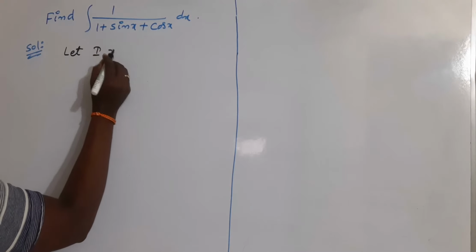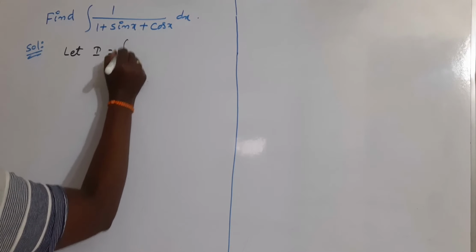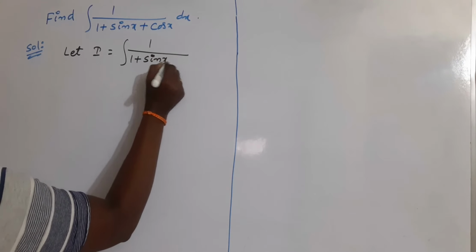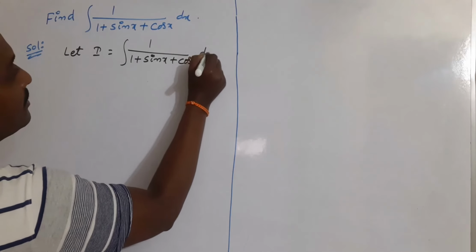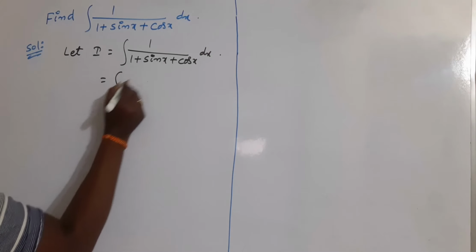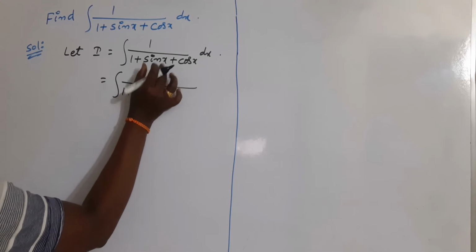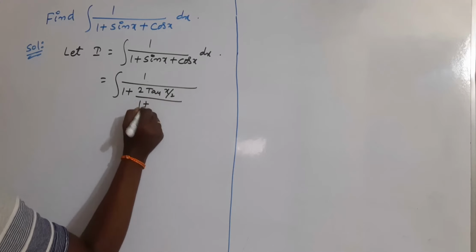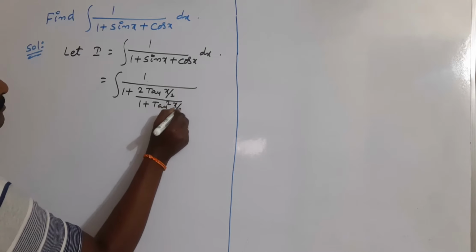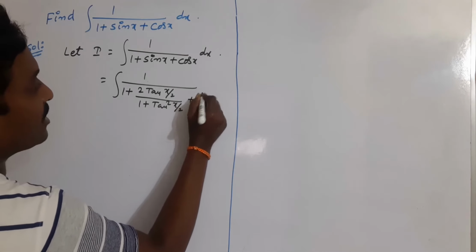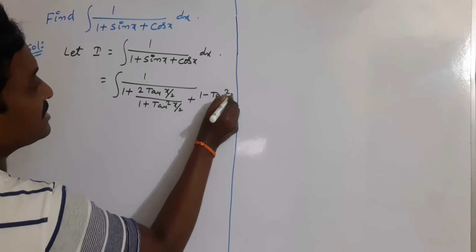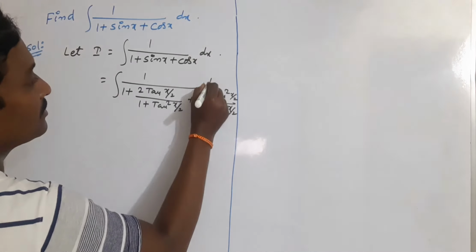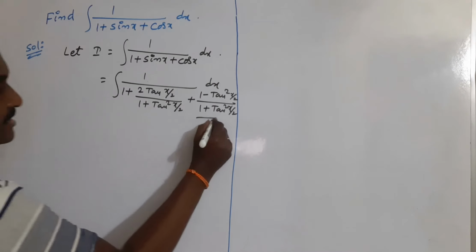First of all, let us denote the given integration with I. So you will get I is equal to integral of 1 by 1 plus sin x plus cos x into dx. So 1 by 1 plus, what is the formula for sin x in terms of tan? 2 tan x by 2 by 1 plus tan square x by 2, plus the formula for cos x, which is 1 minus tan square x by 2 over 1 plus tan square x by 2, into dx. You can take this as equation number 1.